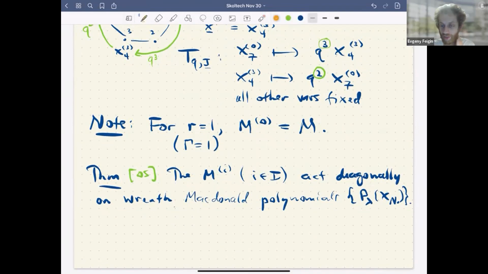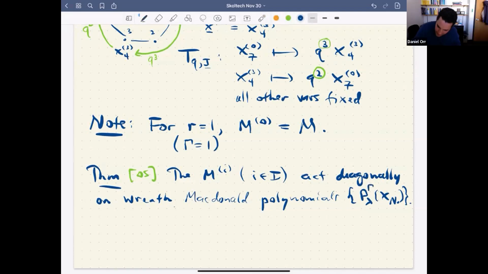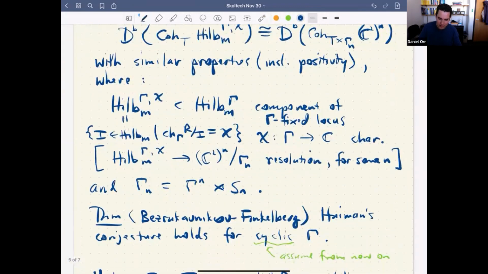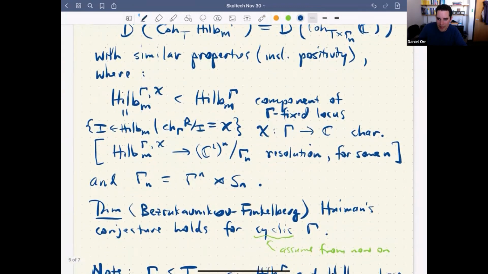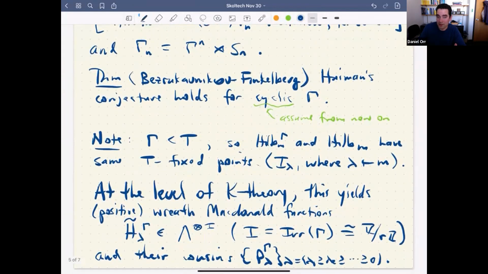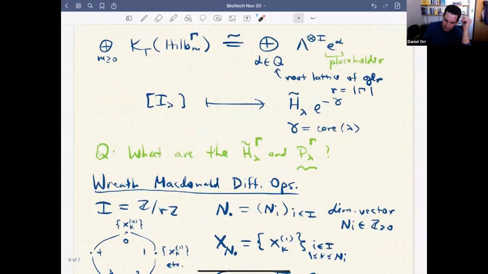Yeah. But did you have those polynomials before? Yes, so this is where they come from. They come from the Bezrukavnikov and Finkelberg theorem that there is this equivalence. And so if you go to K theory, you get these H tildes, which are the images of the fixed points. So these exist. They're the images of the fixed points over here.